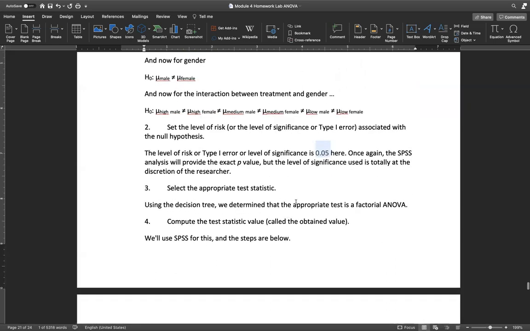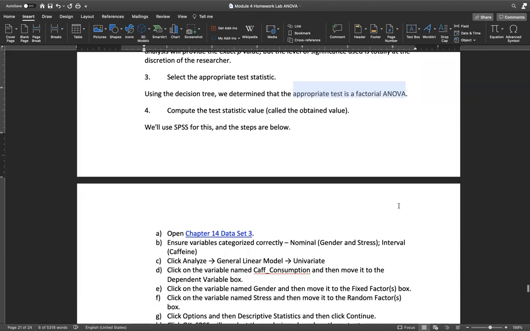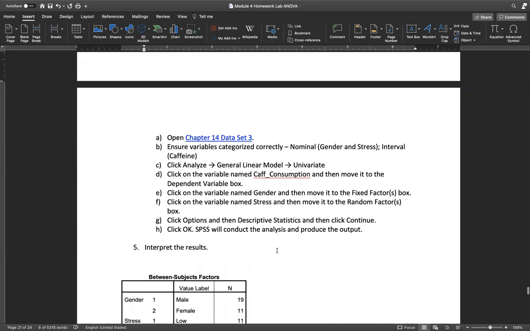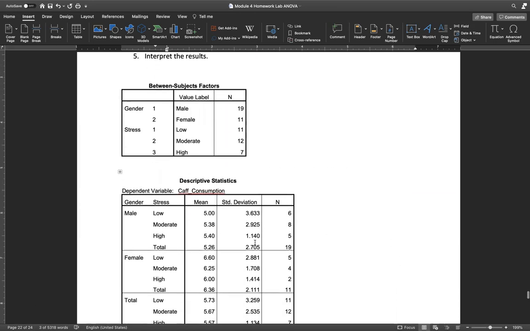We'll go to the decision tree. We decide that our appropriate test is a Factorial ANOVA. And for SPSS, we're going to use these steps in order to punch it in. Notice we're using a different part of the system now. Analyze, general linear model, univariate. We're going to put in caffeine consumption in our dependent, gender is going to be in our fixed factor, and stress is in our random factor, right? Fixed factor and random factor. We're going to look at our descriptive stats and click OK in SPSS, and this is what we're going to get.